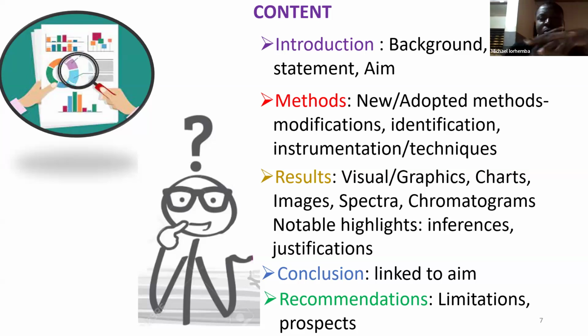So for the results, you have visuals, use graphics, charts, images, spectra, chromatograms, notable highlights, inferences, justification. So instead of packing your results, sometimes you see students prepare a PowerPoint for exit seminar and you see things like results, and then you see things like discussion. No, you present the results in graphics, visuals, charts, images, spectra. If it's FTIR, show us the spectra. If it's chromatogram, show us the chromatograms and show us what is happening there and explain what the implications of what is happening in those spectra or images, as the case may be.